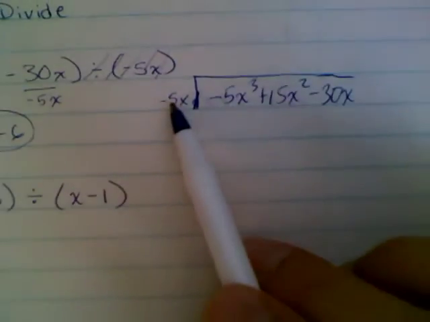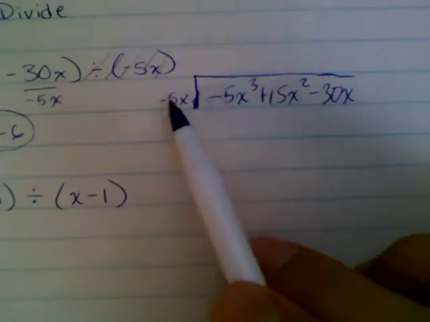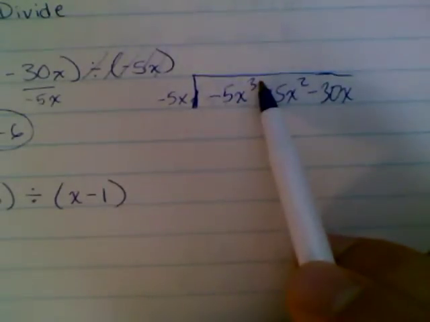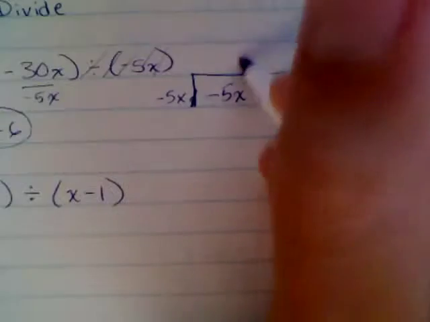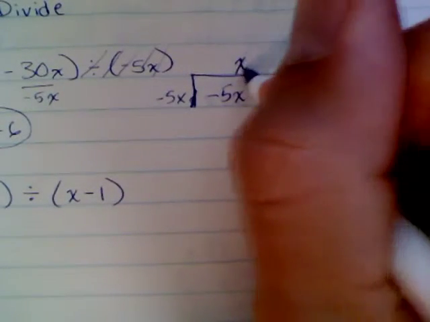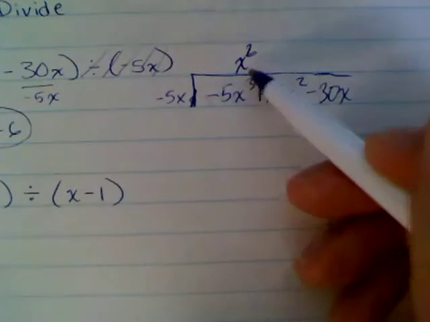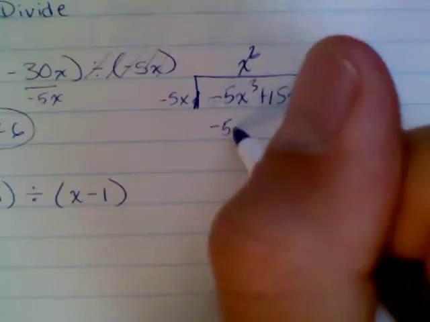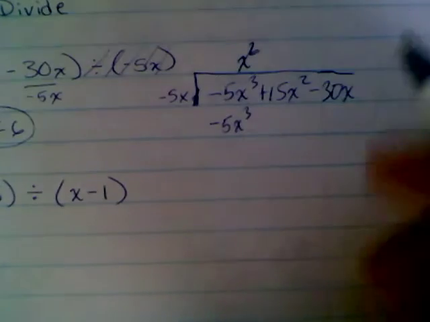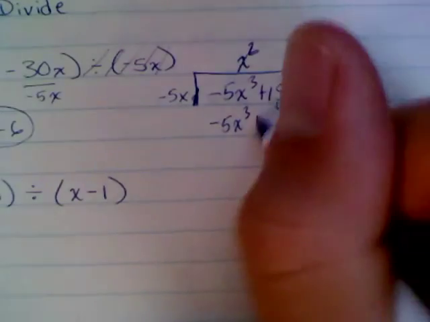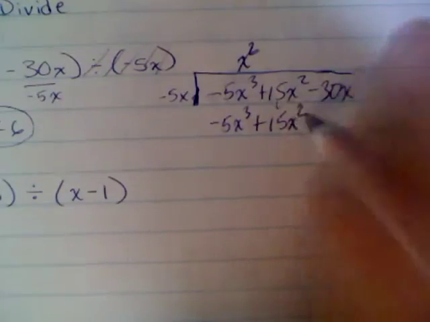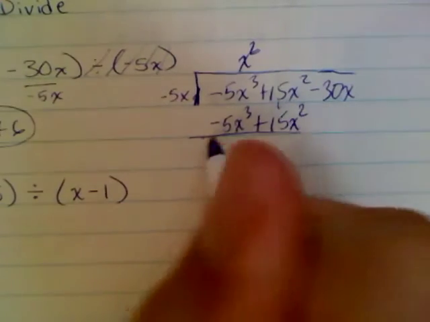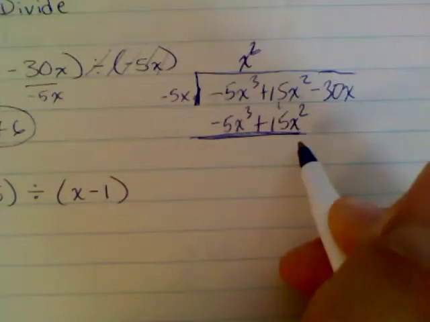So basically, what you want to do is you're doing long division, remember. So negative 5x goes into negative 5x cubed positive x squared times. And then what you do is you take this number and you multiply it by this, and you get negative 5x cubed. Okay? And then if you remember long division, you're going to have to drop this 15x squared.